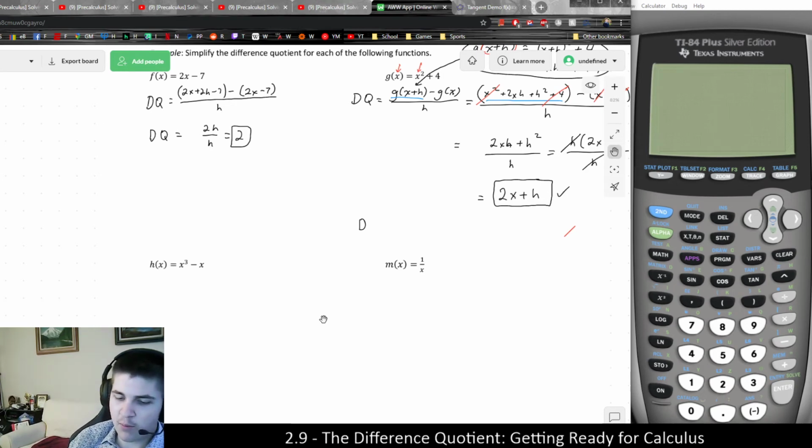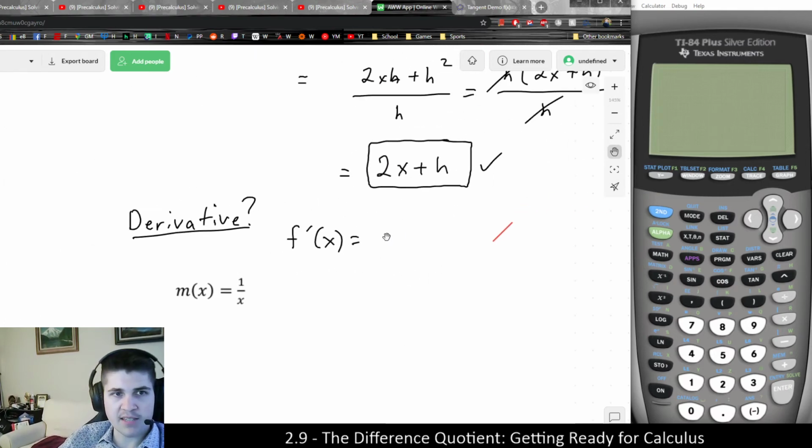But let's say I wanted to find the derivative of a function, and what does that mean? We often refer to that using f prime of x as a notation for what a derivative is, but that's always defined to be the limit as h approaches 0 of the difference quotient of that function.